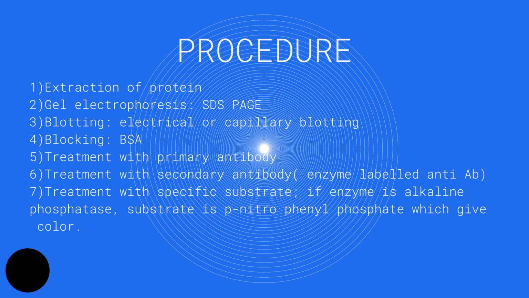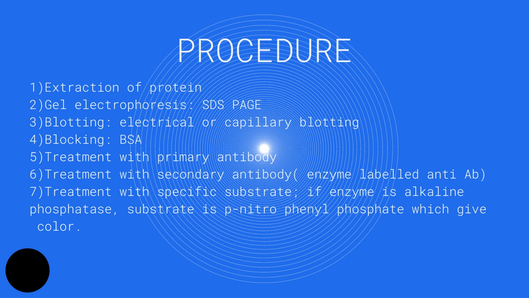In the next step, treatment with primary antibodies is done. We use primary antibodies which are specific to the desired proteins so that they form antigen-antibody complexes. The antibodies can be labeled with radioisotopes or with enzymes that react with the substrate, which will give us colored products. The membrane is washed thrice with primary antibody solution.